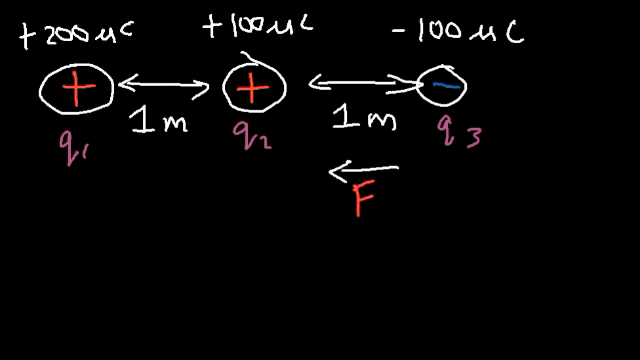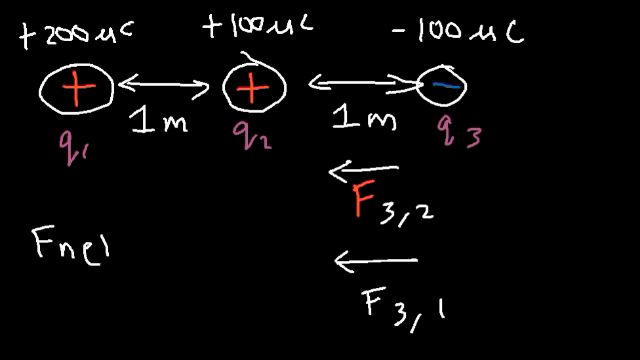Let's call this F32. This is the force between Q2 and Q3. This means that this is the force on Q3 due to Q2, or caused by Q2. Now Q3 is also attracted to Q1. So it feels a force between Q1 and Q3, and we're going to call that F31. That's the force that's acting on Q3 caused by Q1. Because these two forces are in the same direction, to find the net force, it's going to be the sum of these two forces.